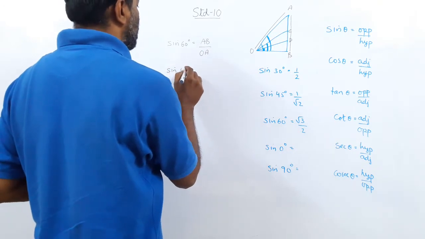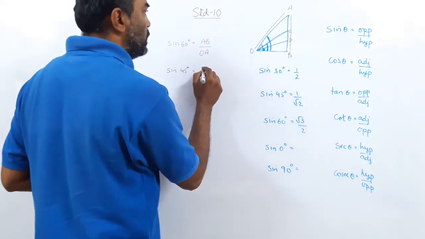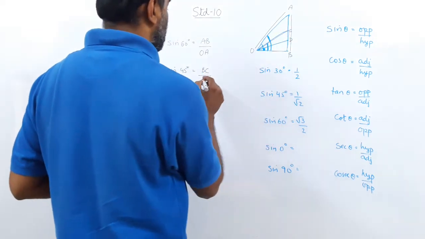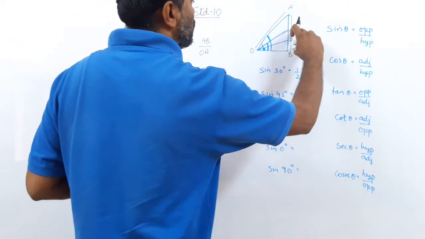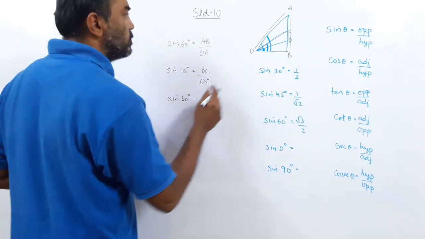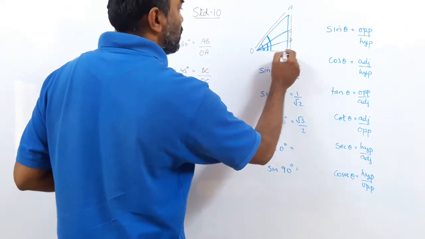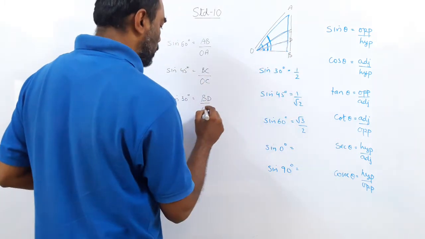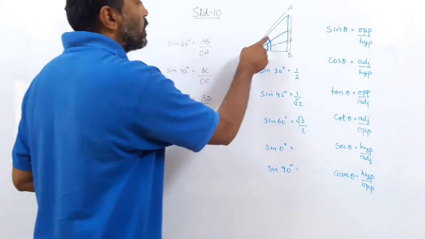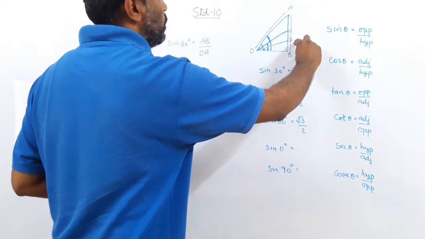Now we change the angle. Say go to sine 45. So 45 is now this triangle. So it has become BC upon OC. Because in this triangle, BC is the opposite side of this angle, OC is the hypotenuse. Sine 30 becomes BD upon OD, because now we take this triangle. So what are you observing here? As this angle is becoming smaller, the opposite side is becoming smaller. From AB it became BC, then became BD.